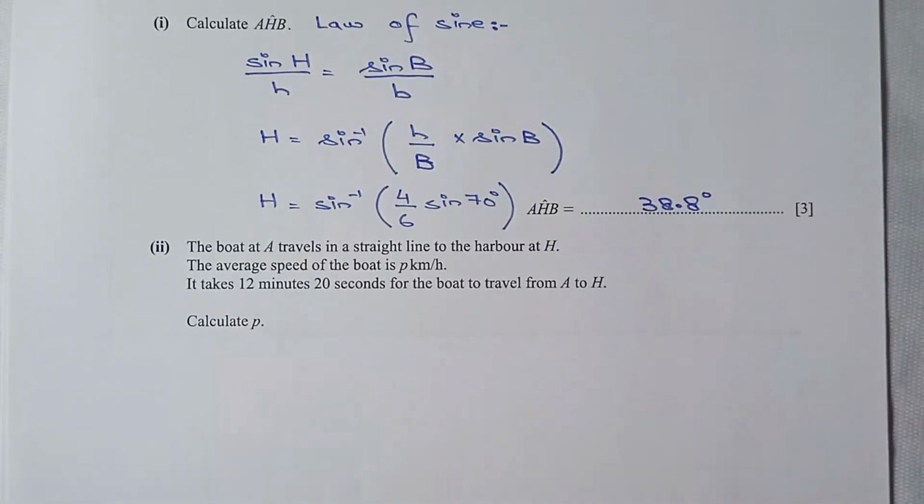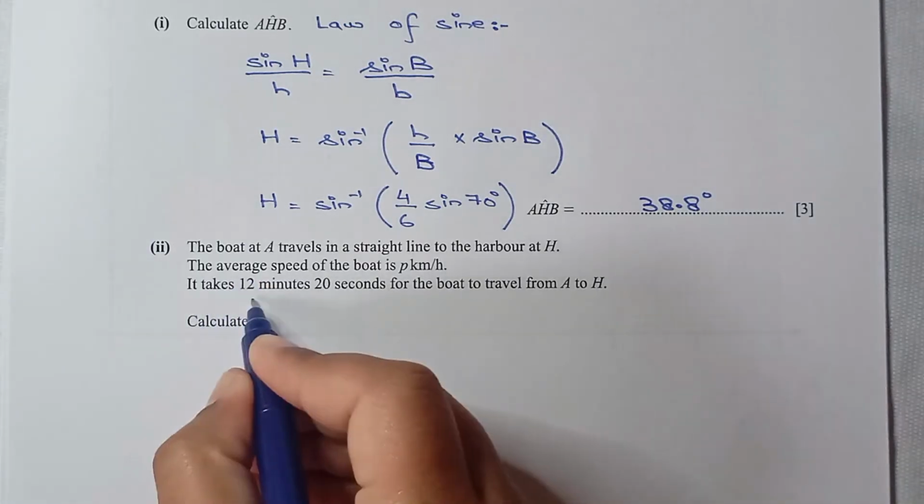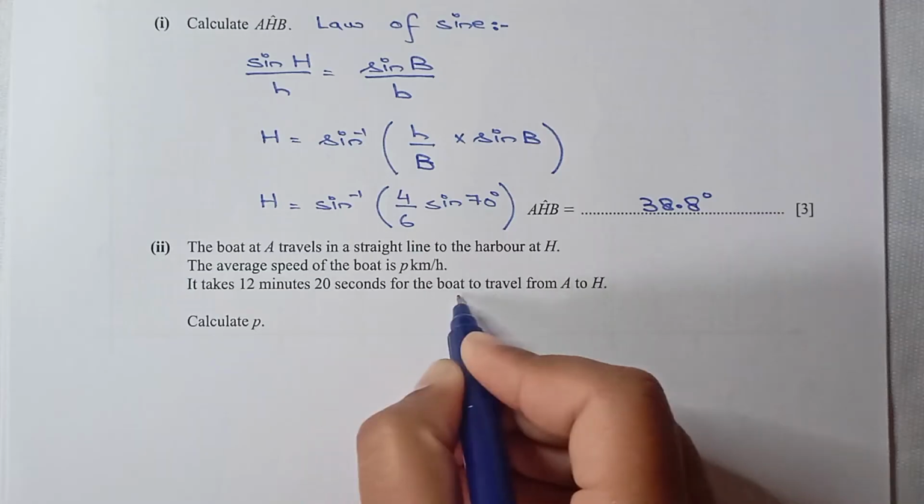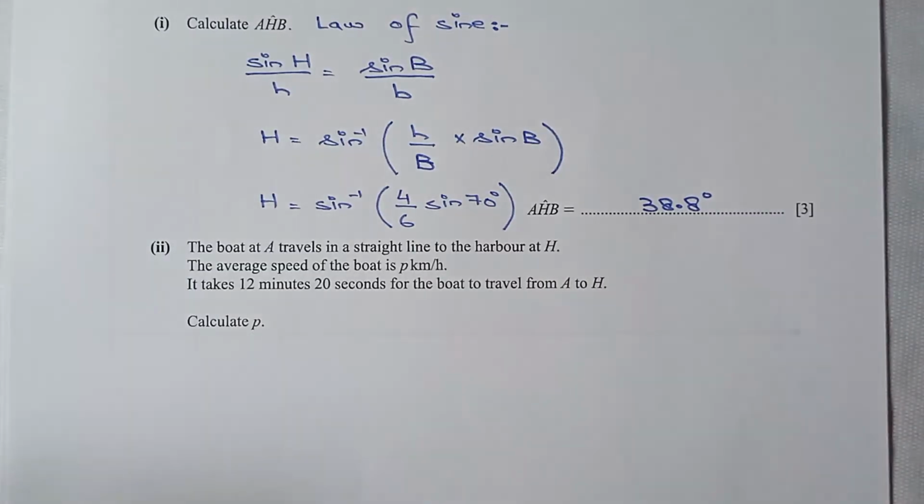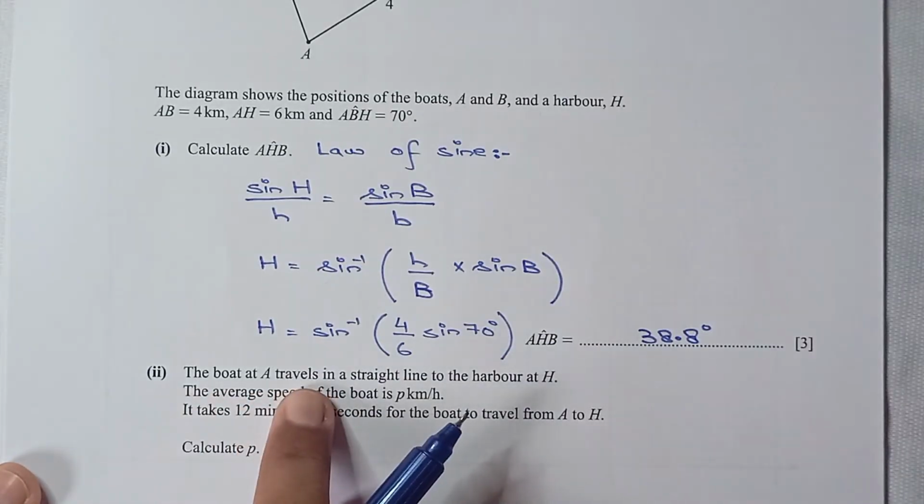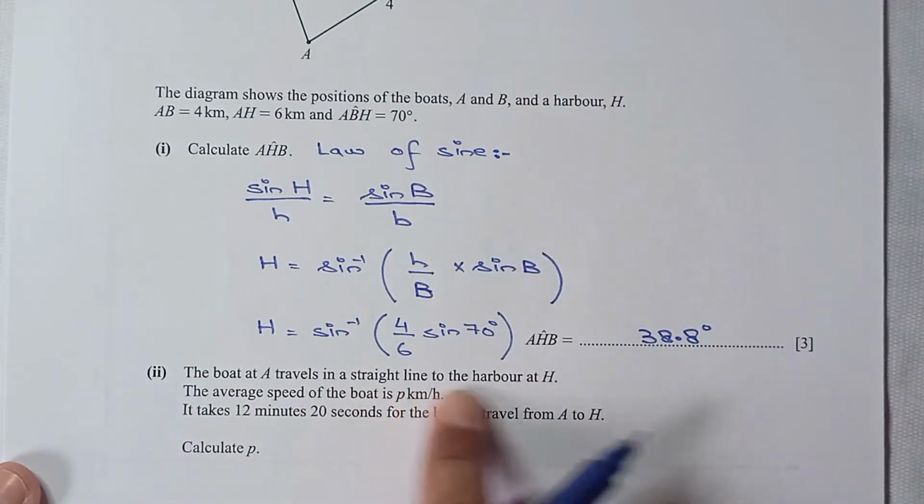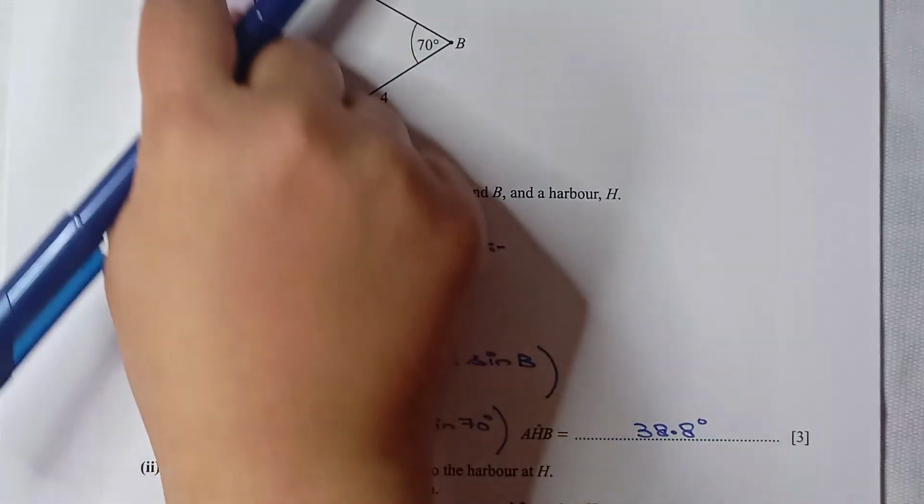Now for the second part, the boat at A travels in a straight line to the harbor at H. The average speed of the boat is p kilometer per hour. It takes 12 minutes and 20 seconds for the boat to travel from A to H. Calculate the p.